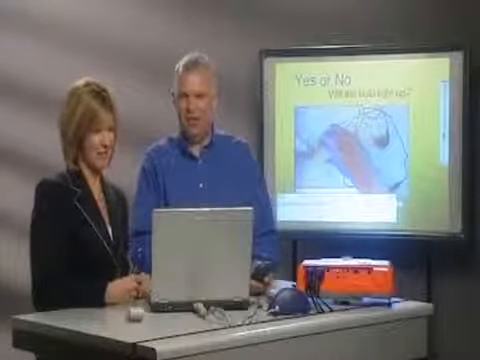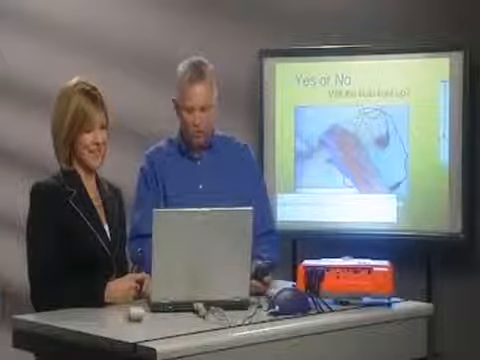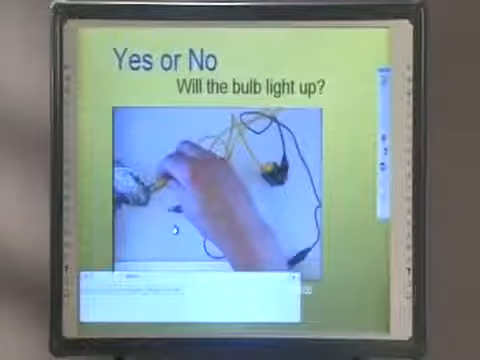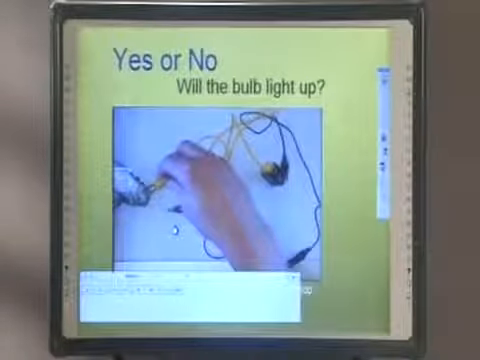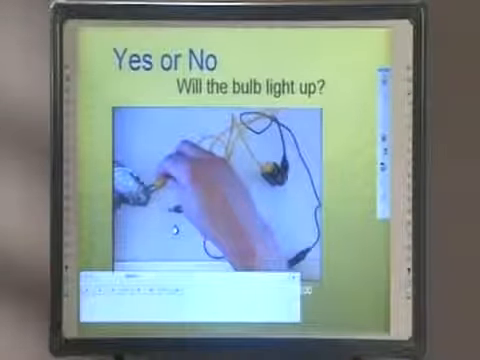So you're all waiting, I'm sure, with bated breath to answer my question. So once I press green, now you can answer yes or no. So it's green or red button on the handset. Will the bulb light up at this point?